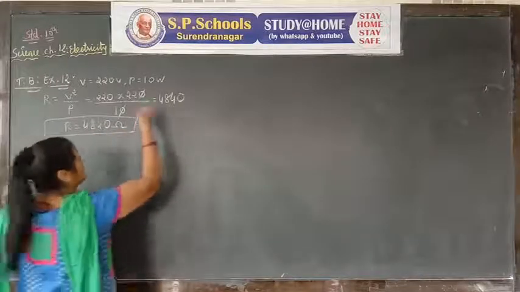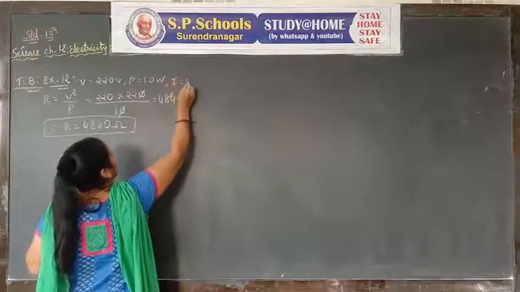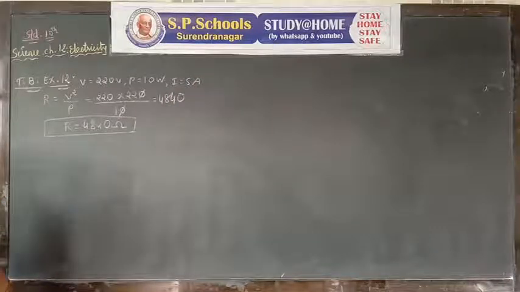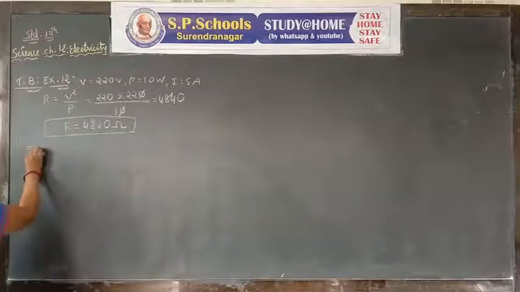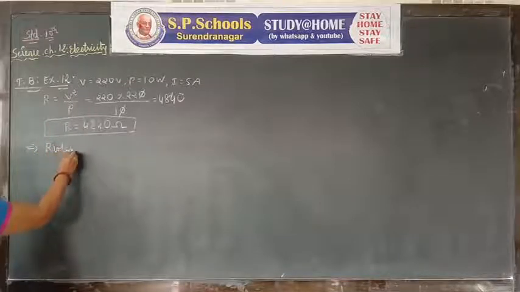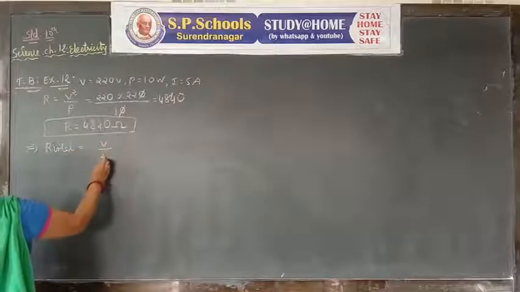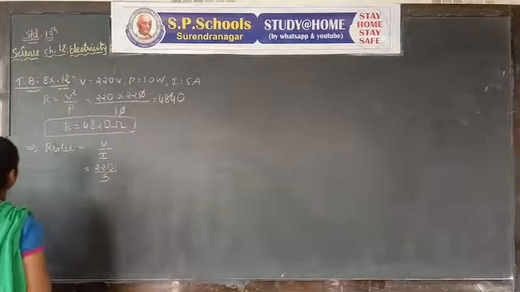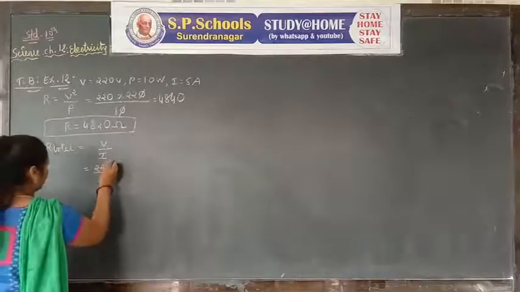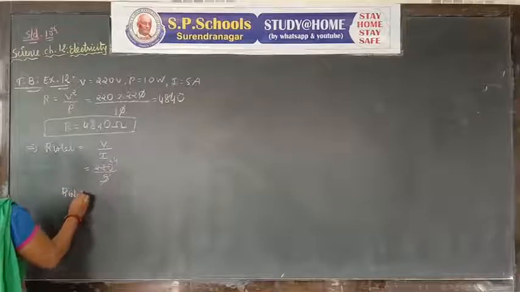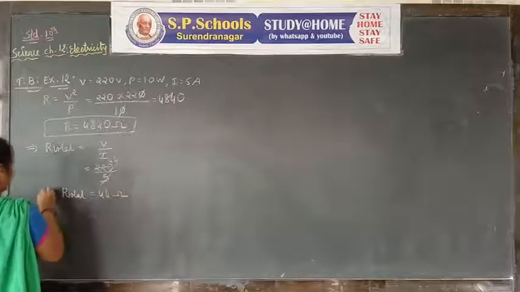In the information we have also been given the current, 5 amperes. So with the help of current we find the total resistance. R total is equal to V upon I. V means 220, I means 5. When we calculate it, we get 44. So we have R total is equal to 44 ohm.